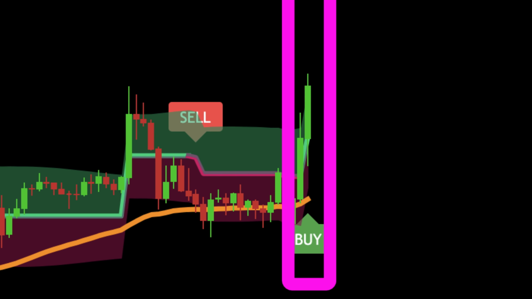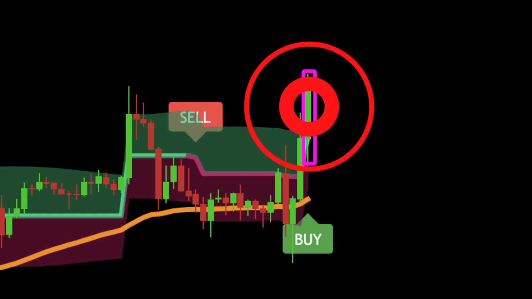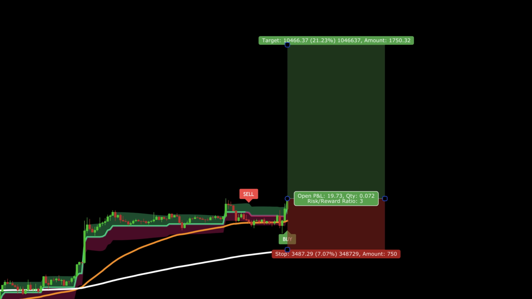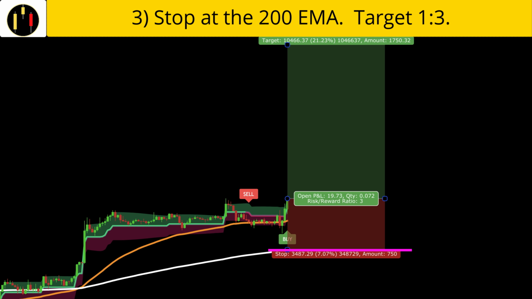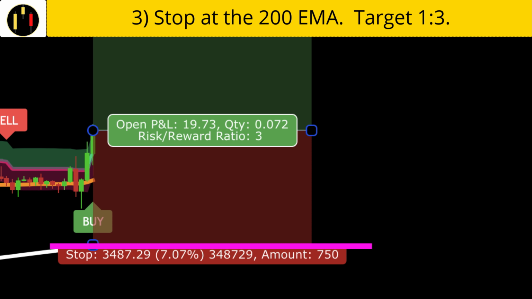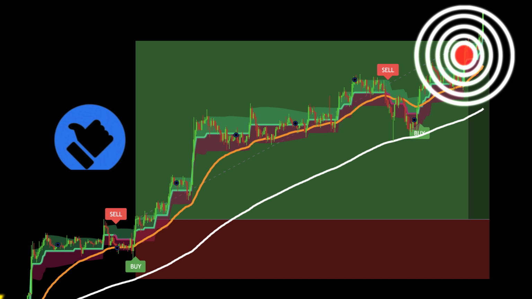Our rules are met when this candle closes. That is our trigger candle. The stop is placed at the 200 EMA line in white and target is 3 times risk. And this setup hits the target.